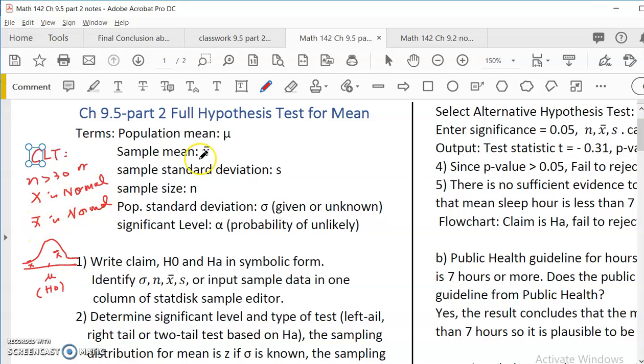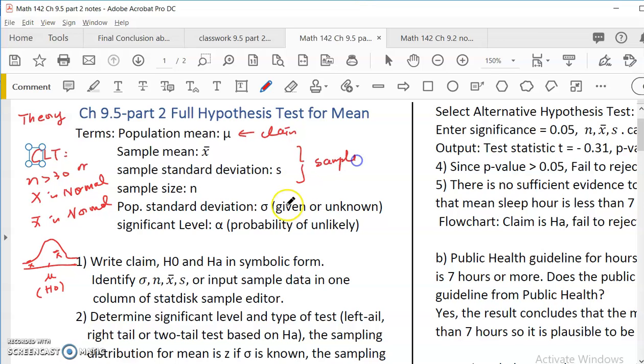So this is the theory behind it. Before we do the whole thing, let's review some terms. Population mean is mu. This is where we want to make our claim. Our claim is always about a population parameter. A sample mean is X bar, everybody knows. Sample standard deviation is S. This is based on the sample. Sample size is N. This is what you always have from a sample.